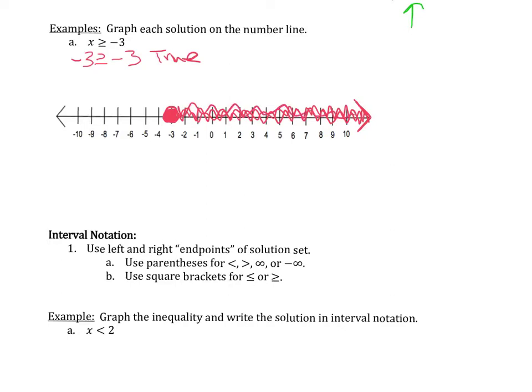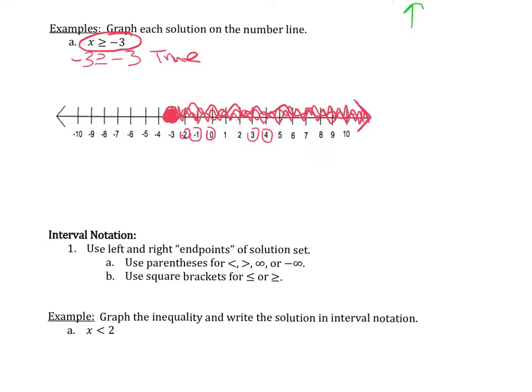And so what this is basically saying is that my solution includes any number that's shaded, including this -3 that's a closed circle. All right? So 3 would work, 4 would work, 0, -1, -2. Any number in that shaded region is a solution. I can substitute it back into this inequality here, and I get a true statement. All right, that's one way that we can show our solution.